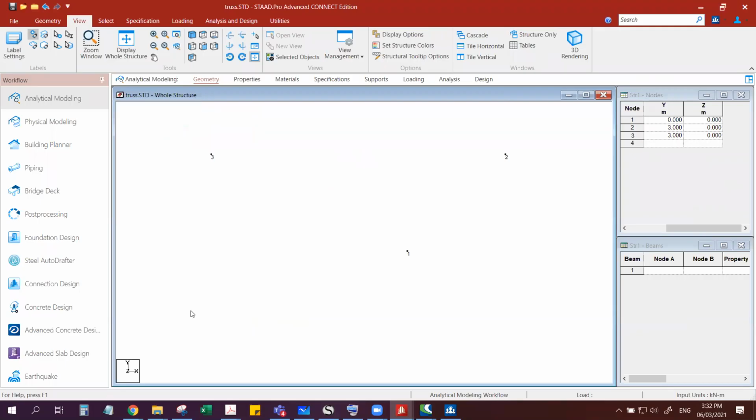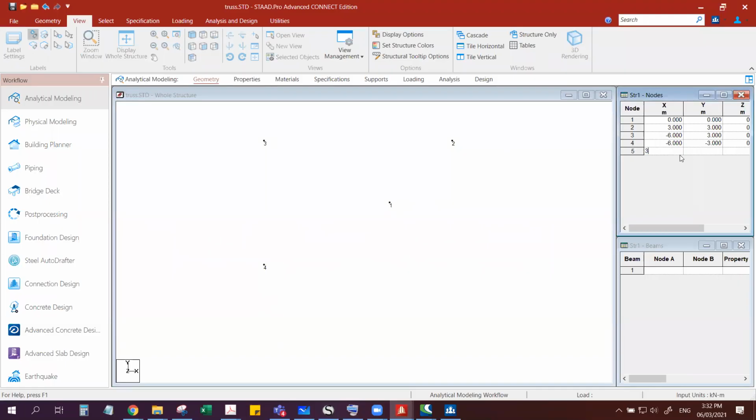Next is for the node here. That will be negative 6 again, and then negative 3. Okay. Finally, positive 6, 3 and negative 3. Okay. Then connect them.